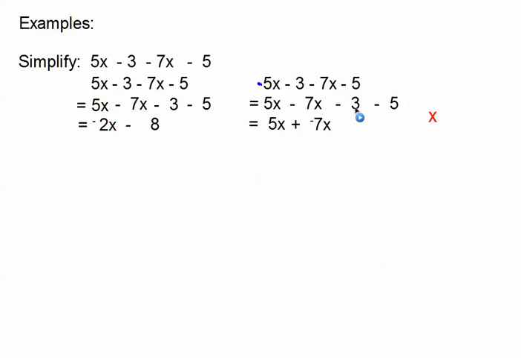To subtract 3 is the same as adding its opposite, which is -3. To subtract 5 is the same as adding its opposite, which is -5. Now we can collect the like terms and say that 5 add -7 is -2, so it's -2x. -3 plus -5 is -8. So this is the same as adding -8.